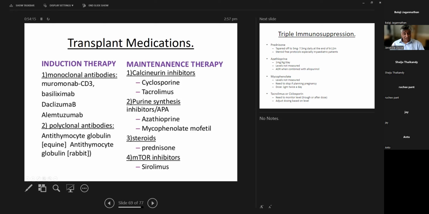Other centers may use ATG, but we tend to save that for severe antibody-mediated rejection. And we'll use maintenance therapy, typically with steroids, prednisone, an antiproliferative agent, typically mycophenolate, and a calcineurin inhibitor, either cyclosporin or tacrolimus. Sirolimus, I think, has probably gone out of vogue, but can be used if people are getting reactions to cyclosporin or tac.